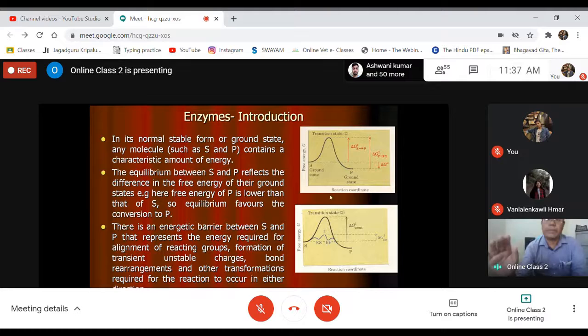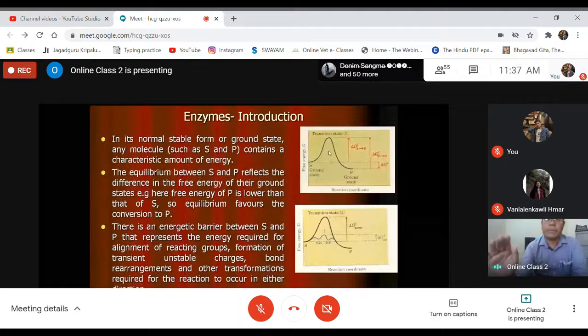So here, what happened is that when this S, the substrate, has to be converted to the P, then it has to attain a certain amount of energy level, so that it has to attain this transition state. So what is the transition state? This is the energy barrier. Here this is the energy of the substrate. Then you have the transition state. This is the energy level.